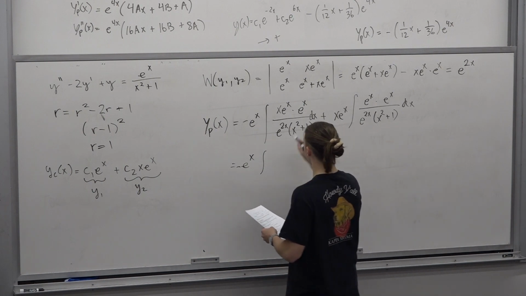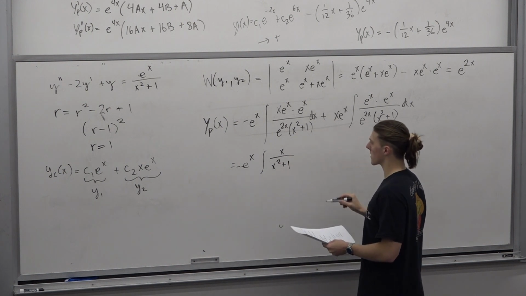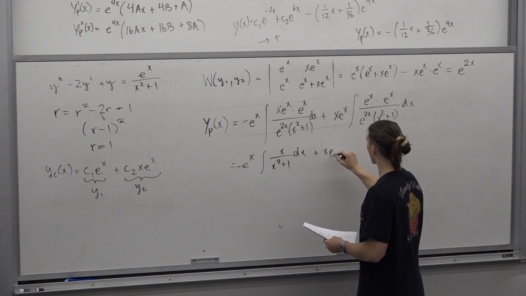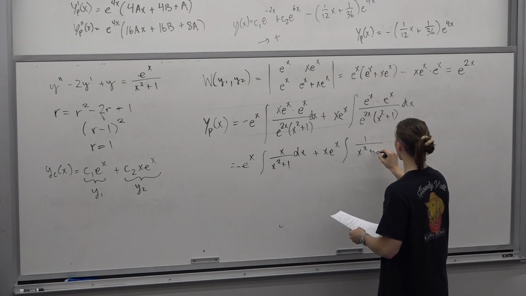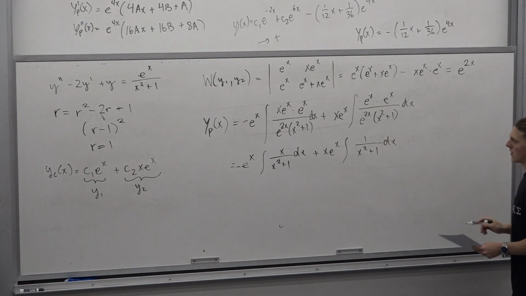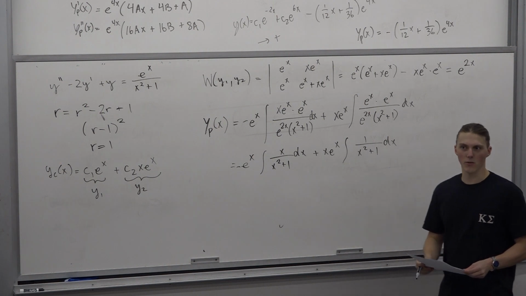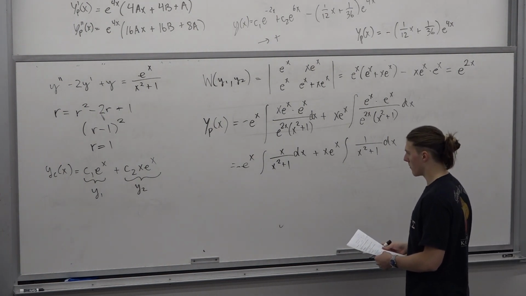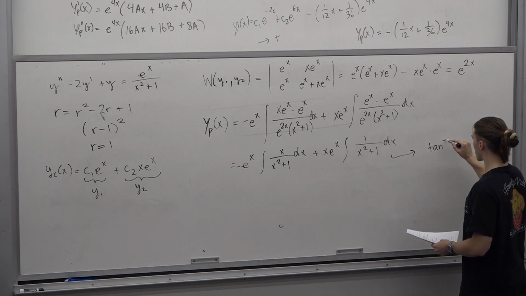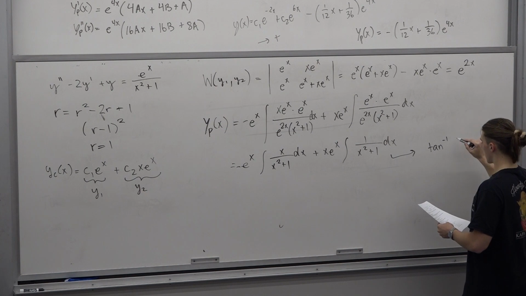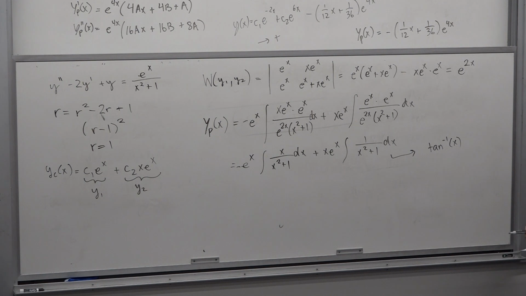So this actually cancels out. These e's all cancel out, and we're left with x over x squared plus 1. And on the other side, we have 1 over x squared plus 1 dx. These are not friendly integrals. You probably will get easier ones on the exam. But this one right here is the inverse tangent. That's just an integral you should memorize.